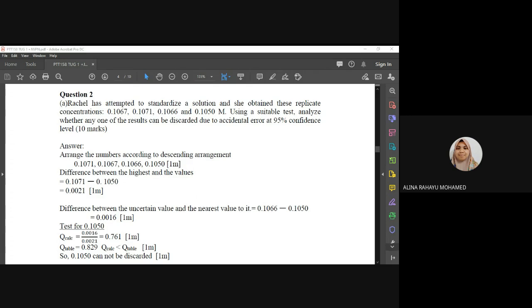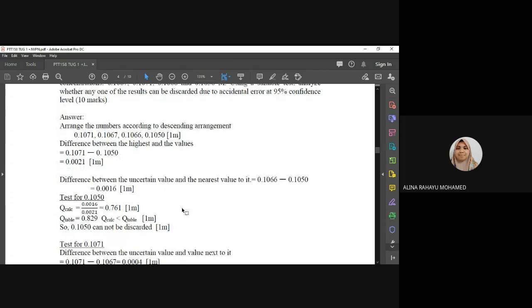From the arrangement that we have done, you can see that there are two points: one on the left hand side, which is 0.1071, and 0.1050 on the right hand side. So we are going to test for these two numbers. Is it an outlier or not? Can it be discarded or not? Test for 0.1050 first.